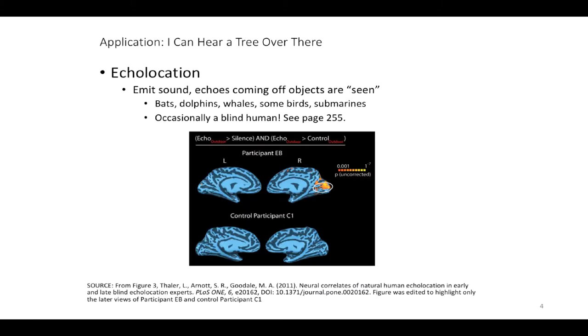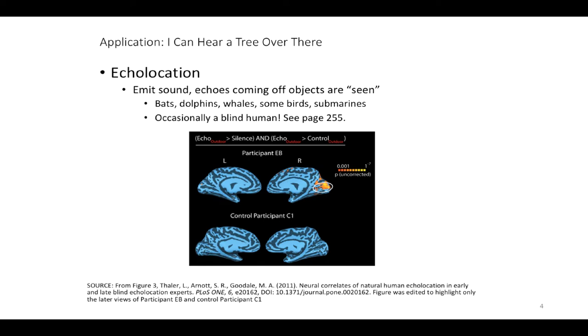Finding the location of an auditory object is something that everybody does. But it is particularly important for certain species like bats and dolphins and whales, some birds. We use it in technology in submarines to help locate objects without using visual cues. That ability can be enhanced when an organism or an animal or a person or an object emits a sound.